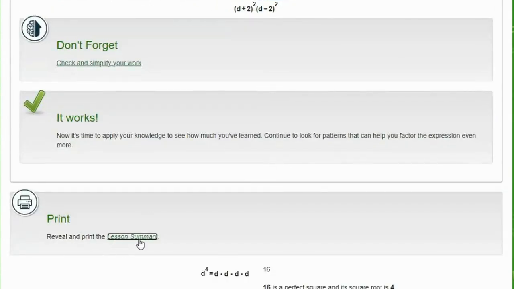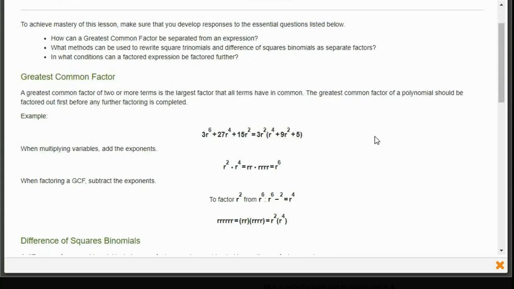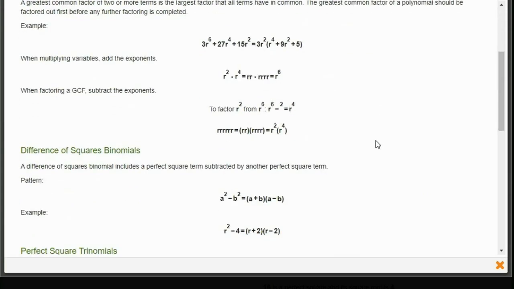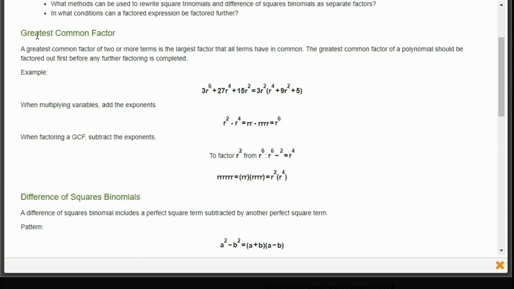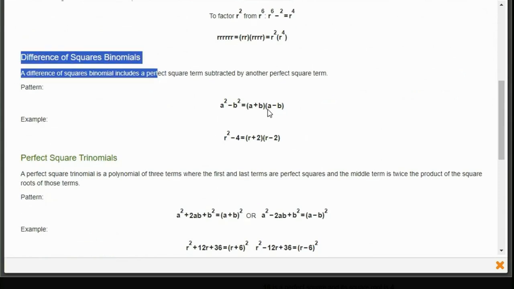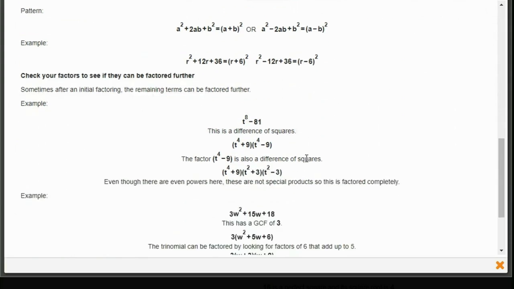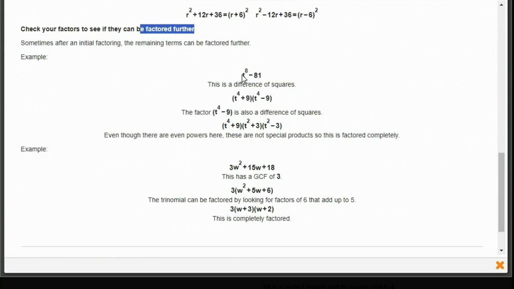All right, that's the lesson summary. It's like, wow, we're on page 4 of 9, and that's a lesson summary. Yes, that means 4 pages of practice problems. So this goes over the greatest common factor. Make sure you pull the greatest common factor out. The difference of squares binomials, when to recognize that, the perfect square trinomials, the patterns for that. And then check to see if it can be factored further. Don't stop with the first factoring. T to the eighth minus 81, it factors again.